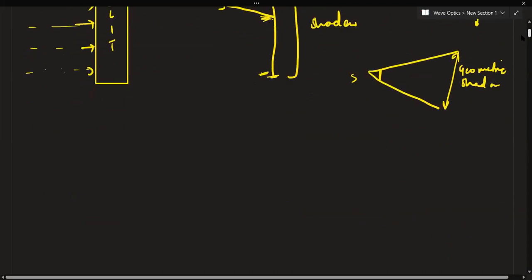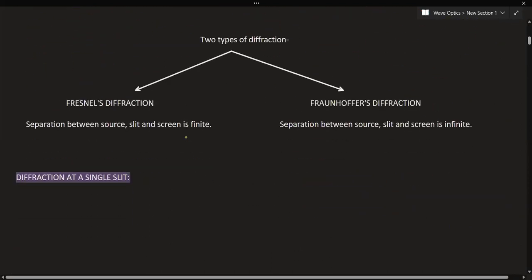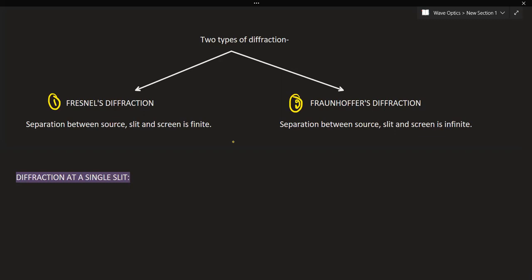Diffraction is also of two major types. First one is Fresnel's diffraction. Second one is Fraunhofer's diffraction. Let us understand what is meant by Fresnel diffraction and Fraunhofer's diffraction.